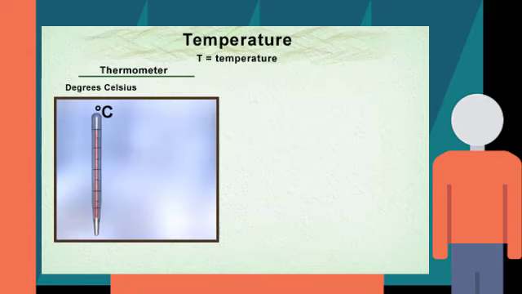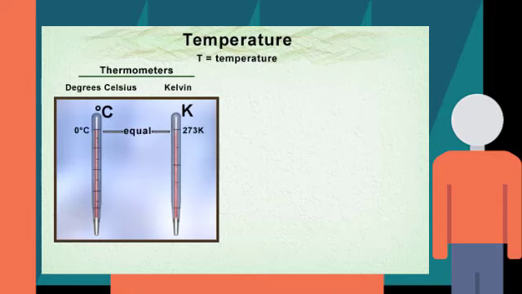The third factor used to describe gases is temperature, which is abbreviated T. Temperature is usually measured with a thermometer in degrees Celsius. When studying gases, it is also important to know the Kelvin temperature scale. Look at the two thermometers. The one on the left is the Celsius scale, and the one on the right is the Kelvin scale. 0 degrees Celsius equals 273 kelvins, and 0 kelvins equals negative 273 degrees Celsius. It is also important to note that the degree symbol is not used with Kelvin temperatures.